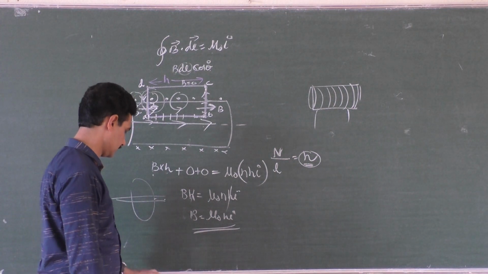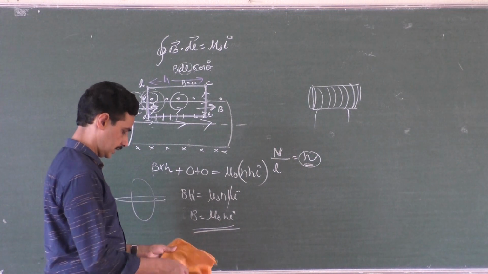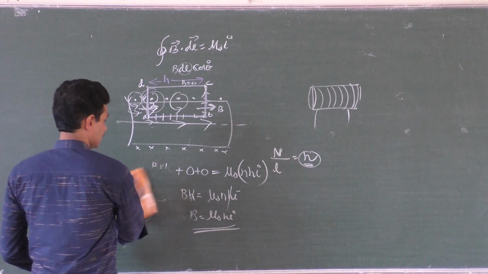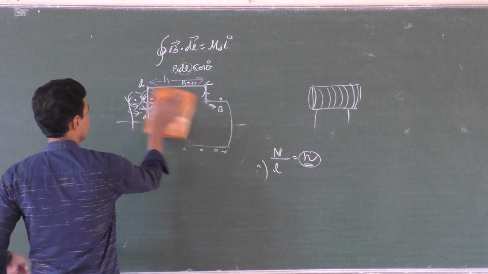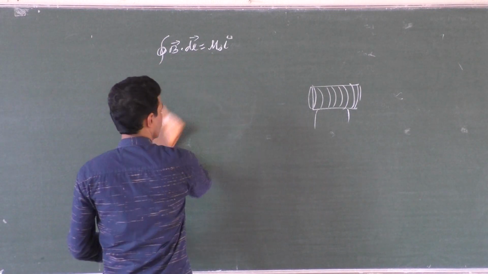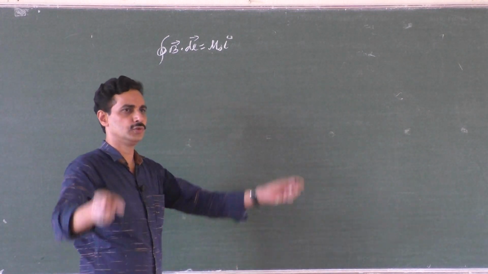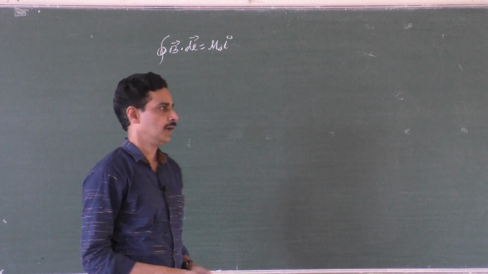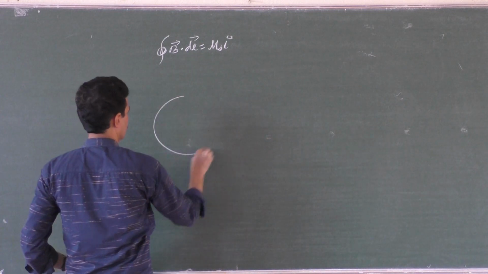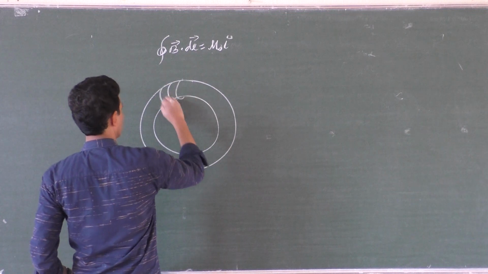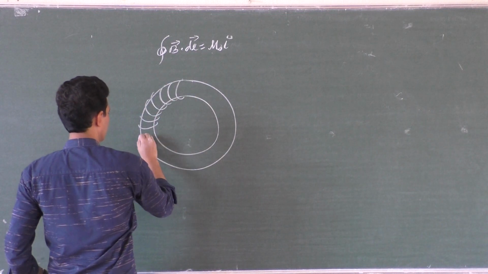Okay, that is one application. The second application of Ampere's circuital law. The third application of Ampere's circuital law, that is the toroid. What is a toroid? A toroid is a long solenoid made into a tube like this, right? Circular tube, and the wire has to be wound over it like this, correct?